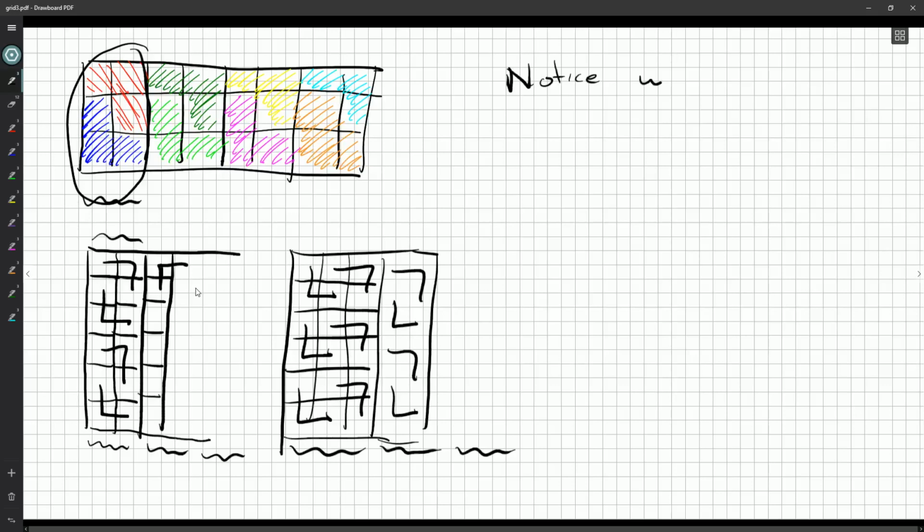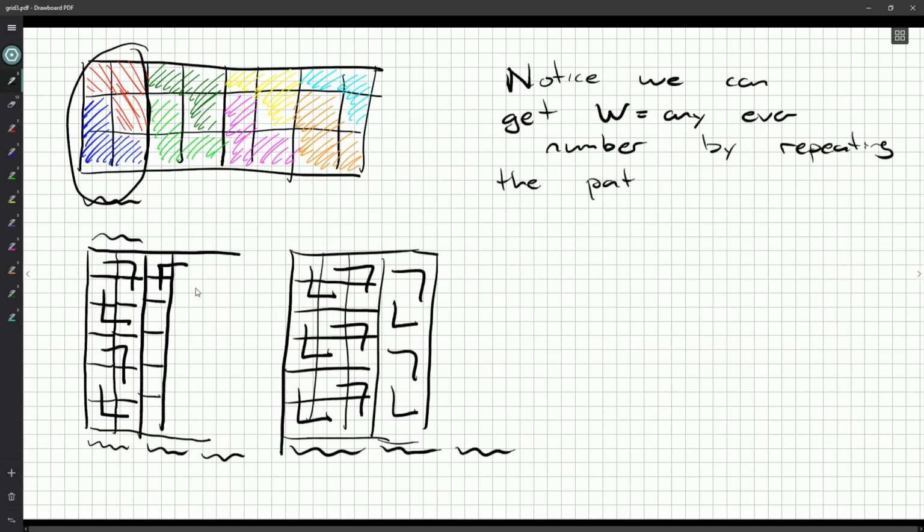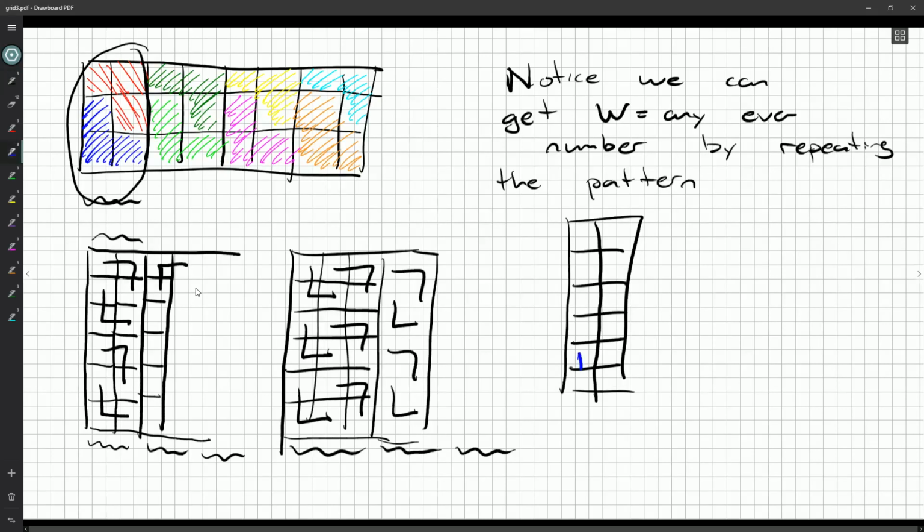So notice we can get W is any even number by repeating the pattern 1, 2, 3, 4, 5, 6. I'll go back to colors. So that L there and that L there, and we'll put the red ones in. So we just need to repeat that pattern.